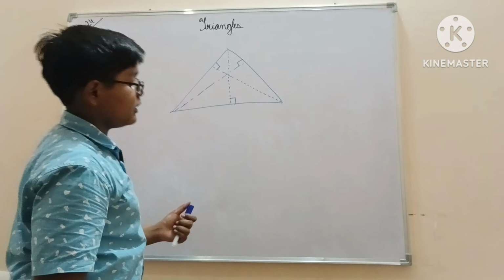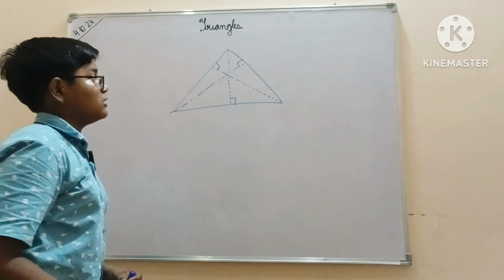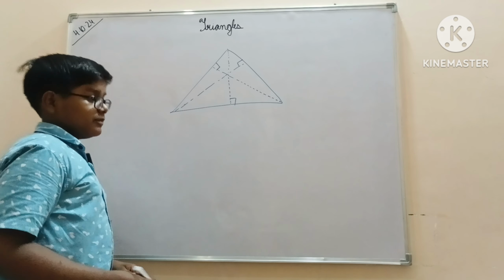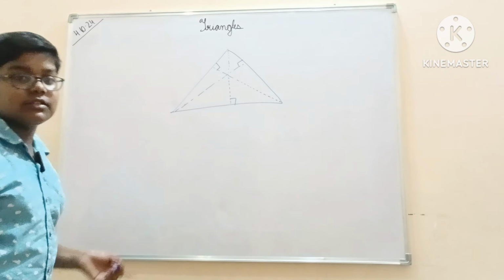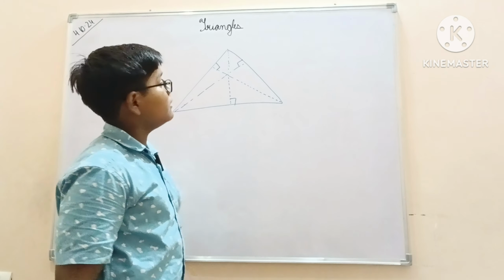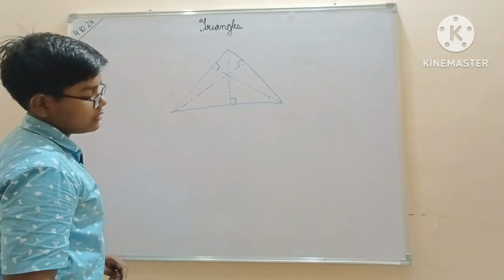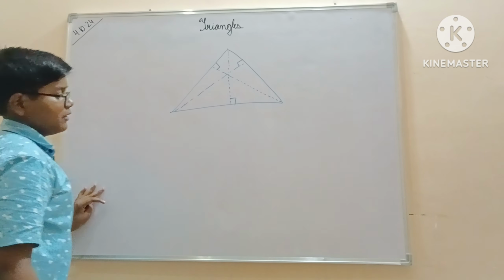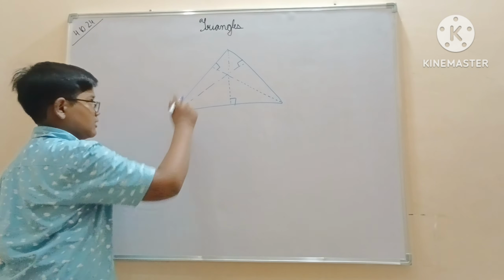Now we will tell you some terms related to the triangles chapter. A triangle has three altitudes, three medians, and two more things, which are an orthocenter and a centroid. First we will talk about the altitudes and orthocenter. An altitude of a triangle is the perpendicular from a vertex.